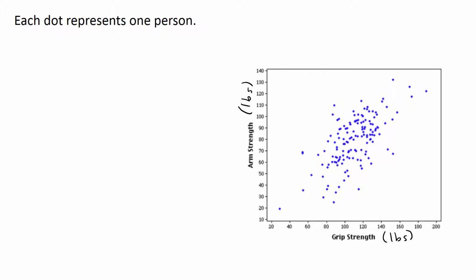So each dot on a scatter plot, in this case, represents one person. So let's read off the information that it tells us about a specific person. So we'll take this dot right here. We draw a line straight down to the x-axis, and we see that it's between 40 and 60. If 50 is halfway in between, about here, so it looks about halfway between 50 and 60. So that point represents a grip strength of 50 pounds and an arm strength. Draw back to the y-axis or the vertical axis, we see that it falls between 30 and 40, so approximately 35 is my estimate, 35 pounds.